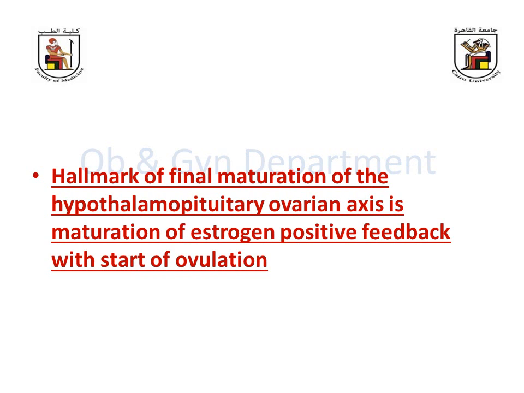Hallmark of final maturation of the hypothalamic-ovarian axis is maturation of the estrogen positive feedback, which is concerned with the start of ovulation. Without estrogen positive feedback on the LH to produce the LH surge, there is no ovulation.